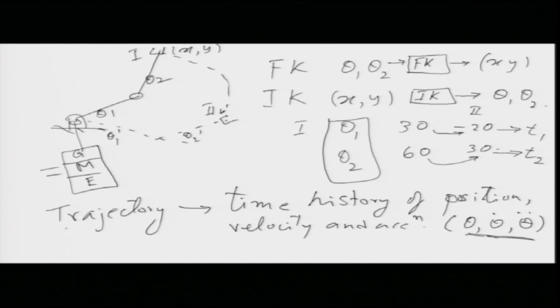So, a trajectory is defined as a time history of position, velocity and acceleration, and a path, we have seen a path. So, when I change the trajectories at the joint level, the end effector will have some path in space. For example, it moves like that, just for example. Now, this path is a function of joint variables.